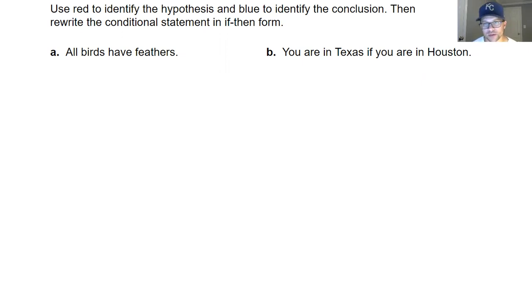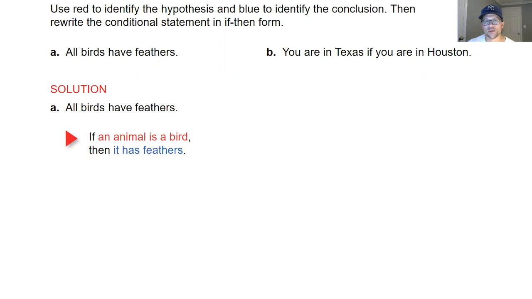So we're going to use multiple colors in this video. Red is going to be used for the hypothesis, blue is going to be used for the conclusion. So our first statement is, all birds have feathers. The way that you write this as a conditional statement is including the words if and then. So, if an animal is a bird, then it has feathers. It's written in red as the hypothesis, or your P. Blue is your conclusion, or your Q.